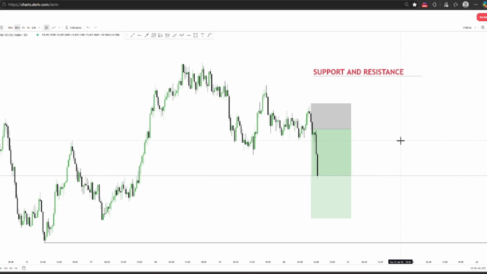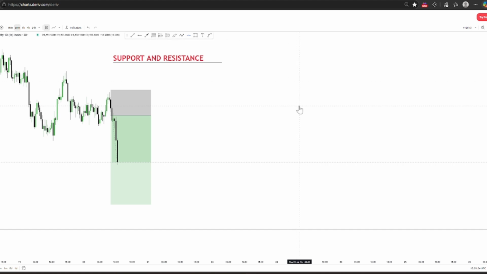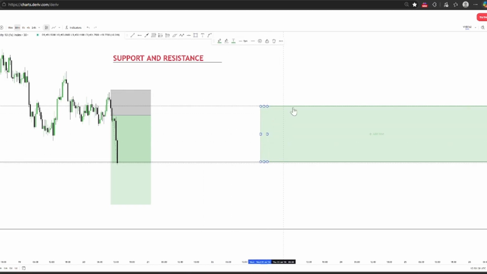Now, support is when we have something like this. Let me take this one up here as just like a room, from this price to this other price. This is like a room. And inside this room, we have the ceiling and we have the floor. So the floor here is the support. When the market drops down to this place, this floor supports the market. So down here is the support.